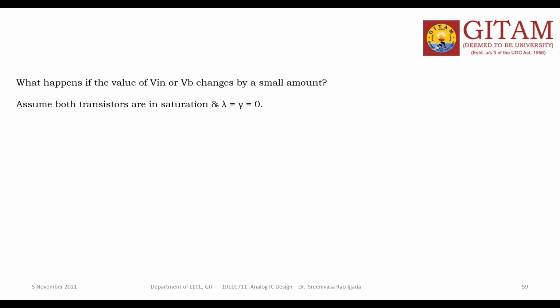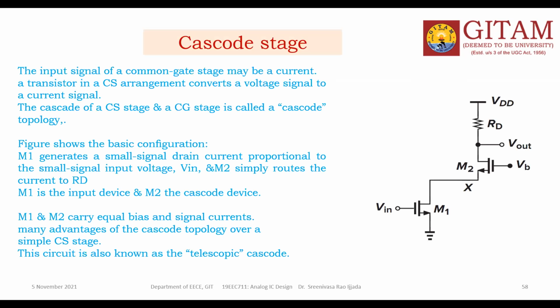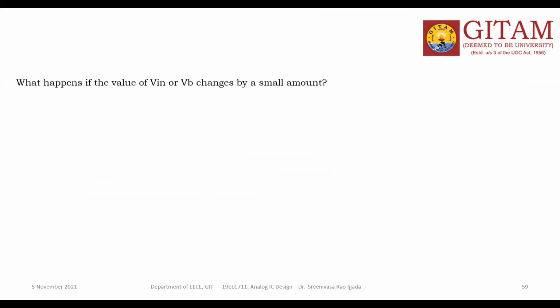What happens if the values of Vin or VB change? What is Vin? The input voltage applied to the CS stage. What is VB? The biasing voltage applied to the gate of the transistor to keep the input transistor in saturation. So what happens if any one changes, a small change in voltage? We will discuss that. What happens if the voltage changes by a small amount at either one of these terminals? For simplicity, please bear with this.